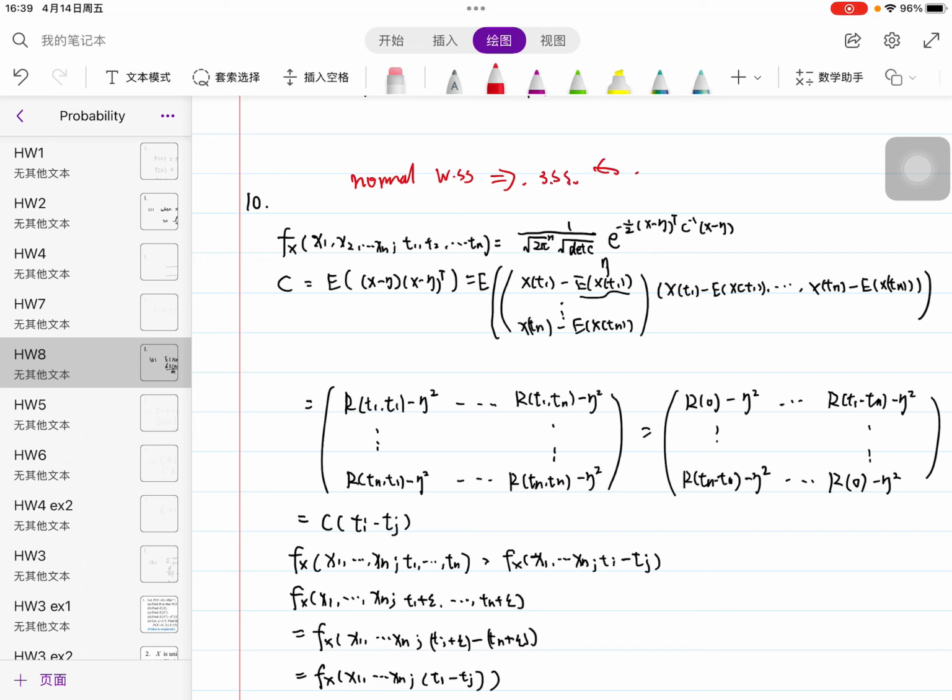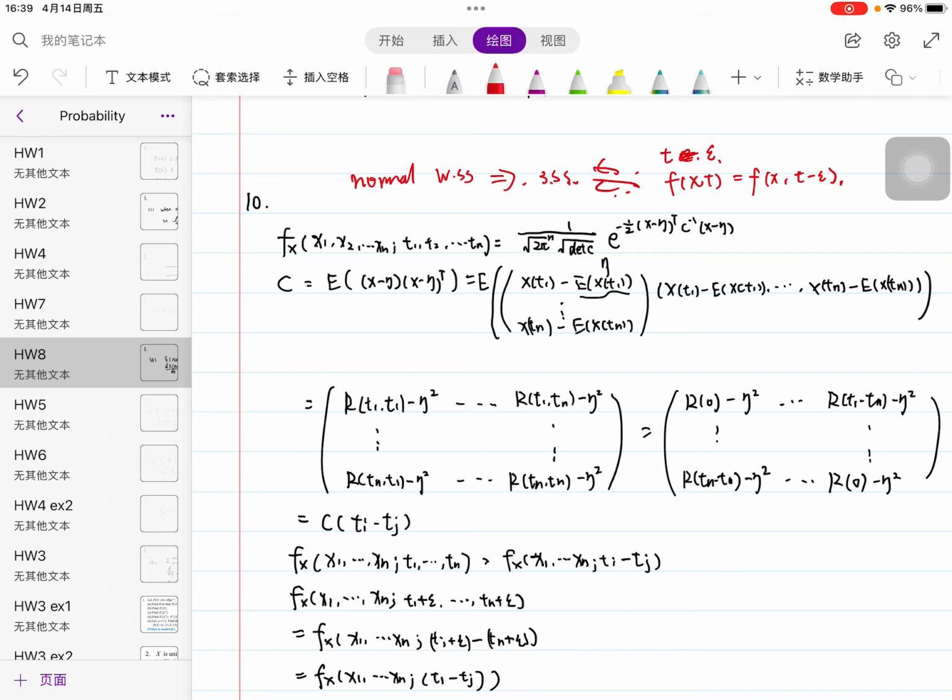So what is SSS here? If a sequence is strict-sense stationary, then if there is a time shift epsilon to the t, f(xt) still equals f(xt minus epsilon). So that is SSS here.